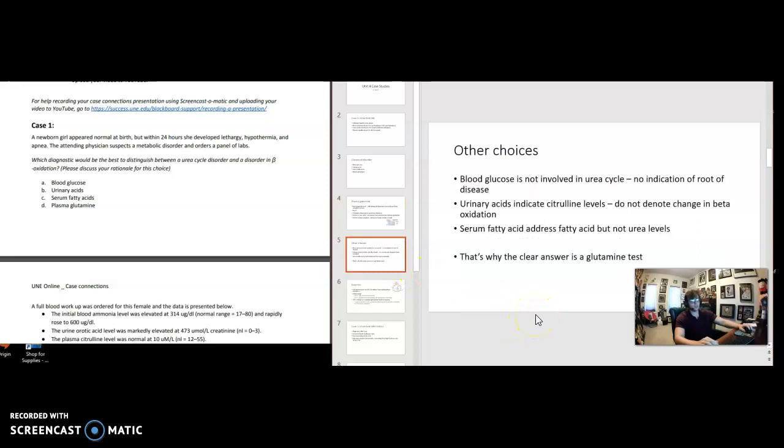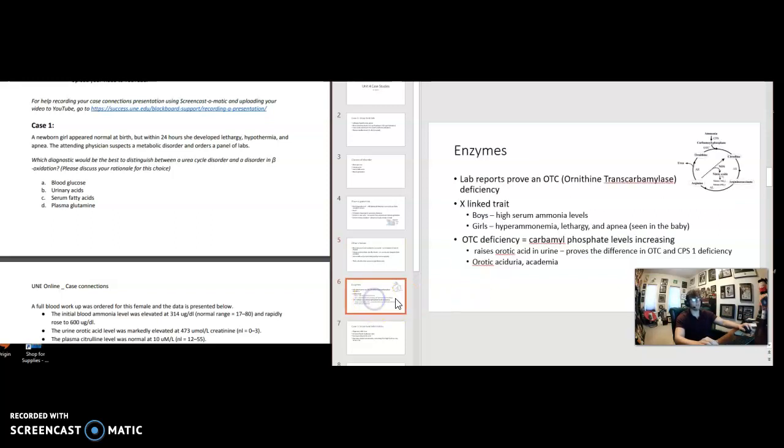So the other choices are just not appropriate. Testing blood glucose would be pretty pointless since blood glucose isn't relevant to the urea cycle. So you wouldn't be able to test for the urea cycle or beta oxidation difference. Urinary acids would indicate citrulline levels, but do not denote a change in beta oxidation. On the contrary, serum fatty acids would address the fatty acid deficiency, but not urea cycle. So again, glutamine is the only test that can tell both.